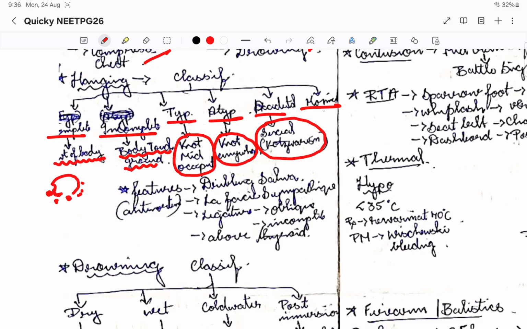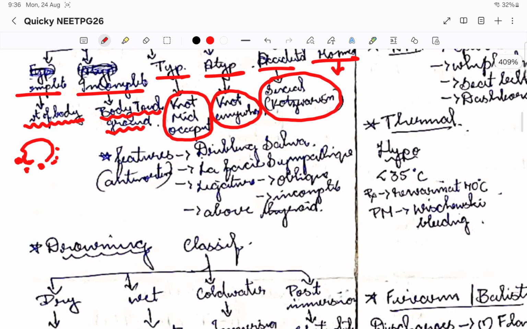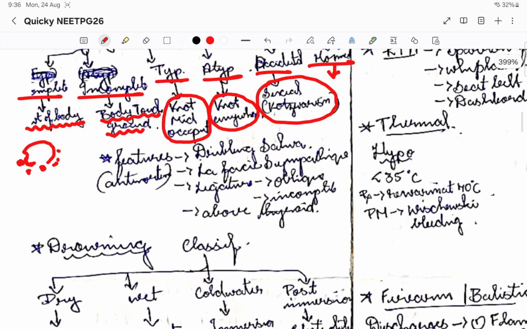Okay, then the other one is homicidal. So the person wants to kill and they'll hang the other person. Okay, so this is how the classification of hanging goes on. Coming to features of antemortem, we'll have to differentiate between antemortem and postmortem hanging.